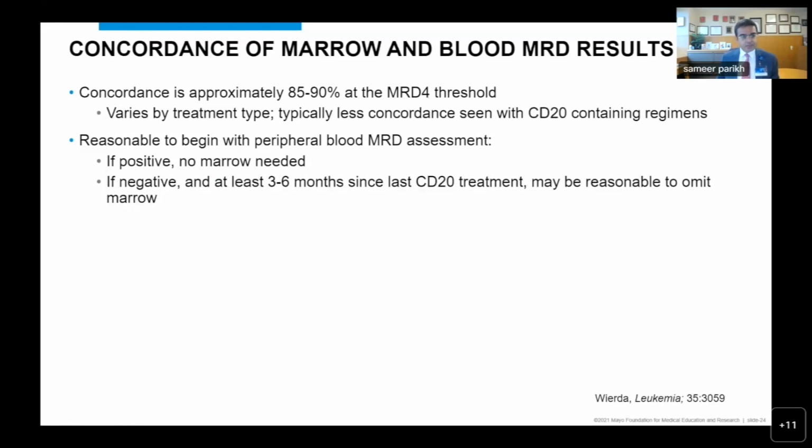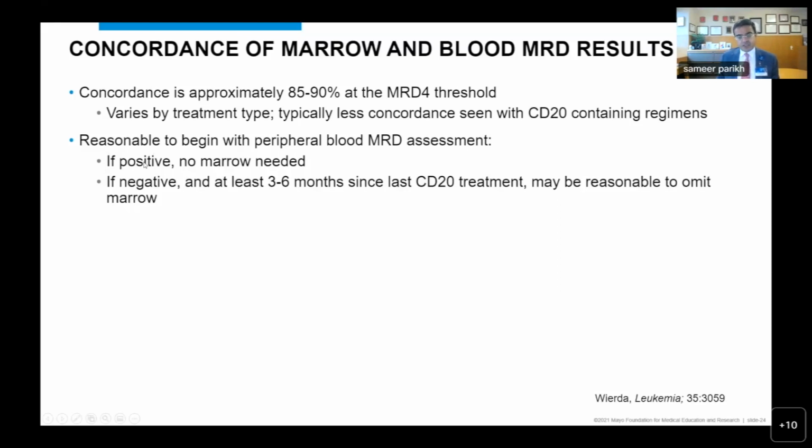It is also important to remember that this varies by the type of treatment that a patient received. If a patient received rituximab or obinutuzumab, the concordance is less because these antibodies are very powerful in removing disease from the peripheral blood, but not necessarily from the bone marrow. So in my practice, it's reasonable to consider beginning with a peripheral blood MRD assessment.